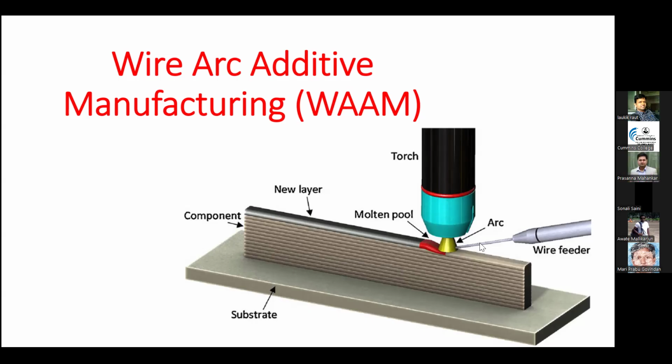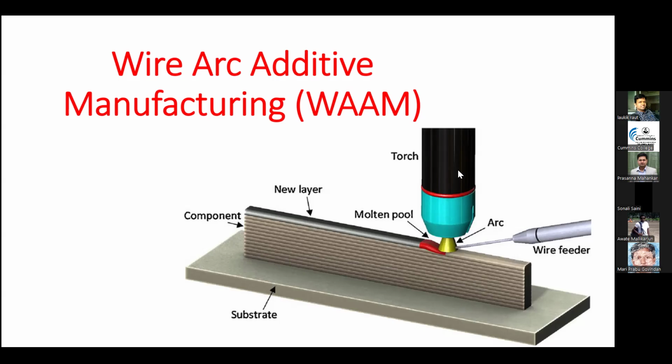Now, basically, the welding method is a joining method where we join two different materials with the help of welding. But here we are using the welding method for depositing material, because now the arc is generated and we are supplying the electrode or feeder wire, so that the feeder wire can be deposited layer by layer.